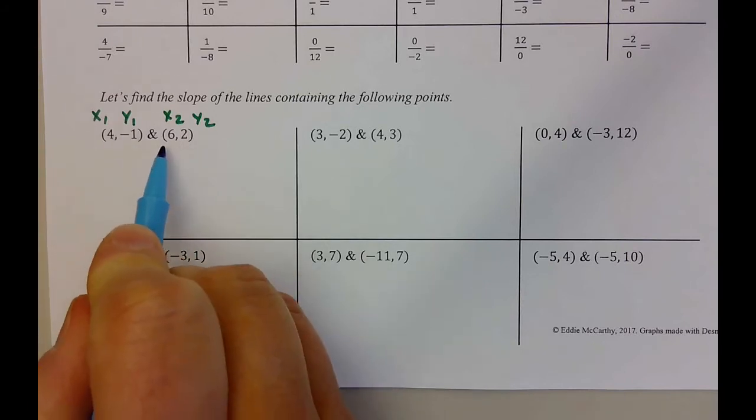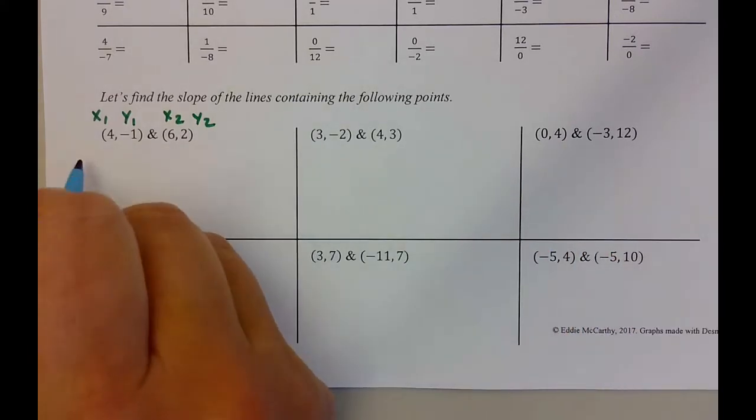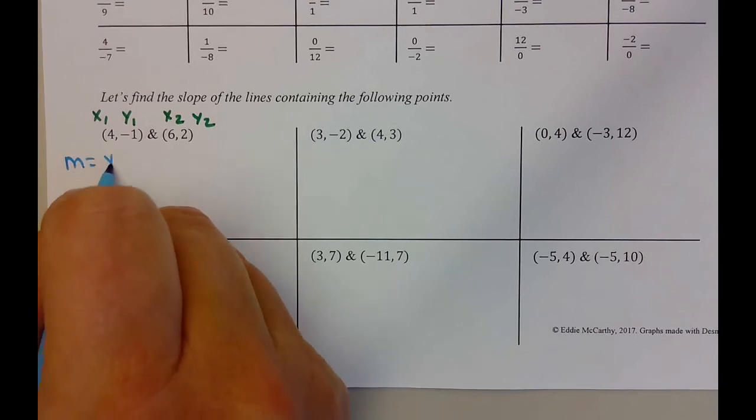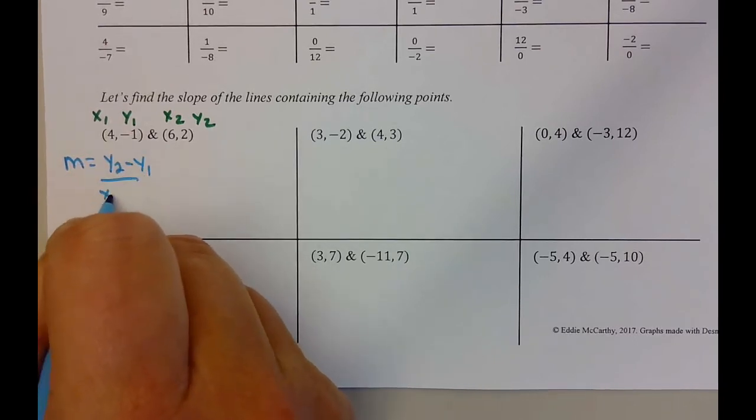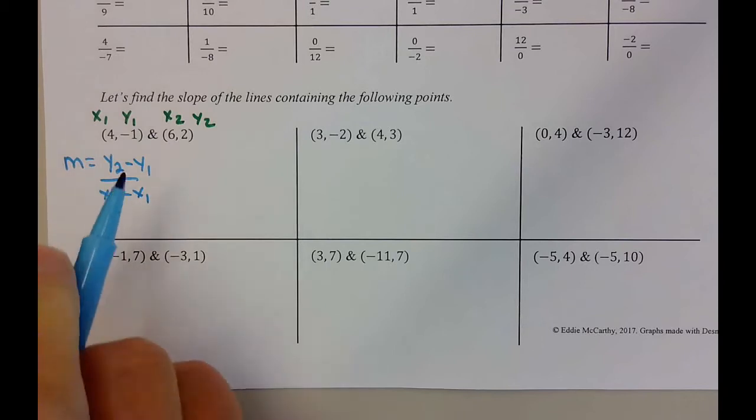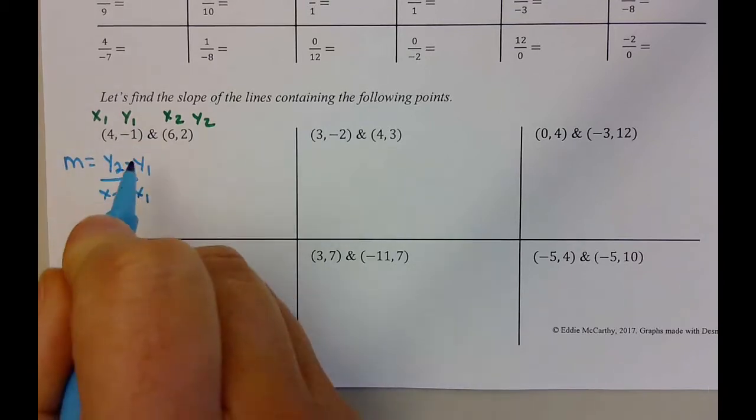This is the second x, this is the second y. That's the only reason I do that. And I'm going to write my formula because the more you write it, the easier it is to remember it. Remember, y to the sky. Y is always in the numerator. X is always in your denominator.